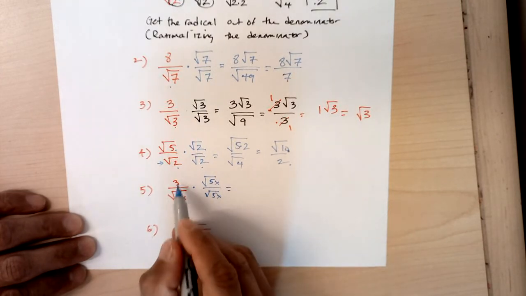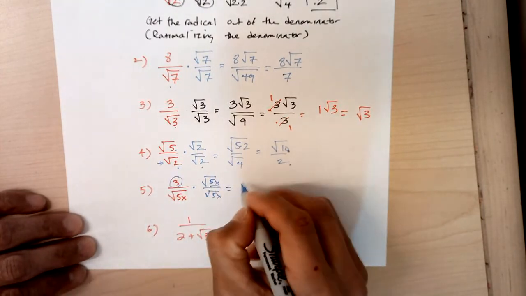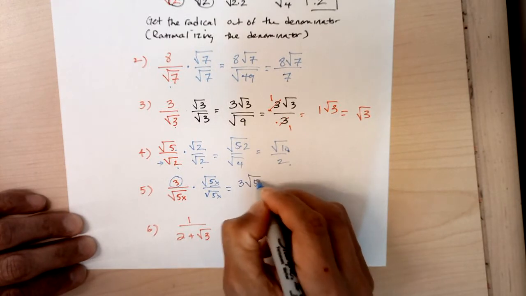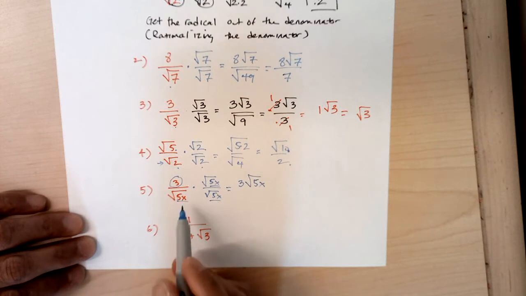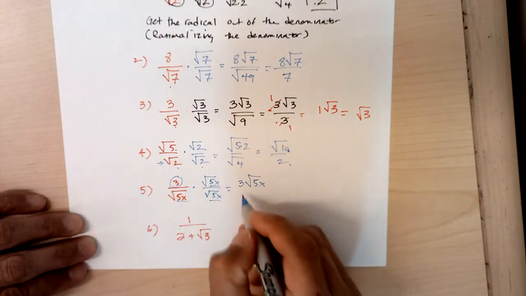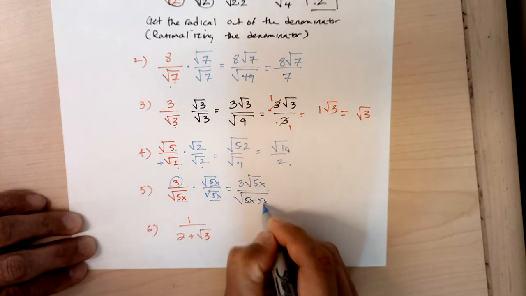Right now in the numerator, this number is outside the radical. The 5x is underneath the radical. So here's all you can do: 3 square root of 5x. And then for the denominator, square root of 5x times the square root of 5x. It would look like this: square root of 5x times 5x.